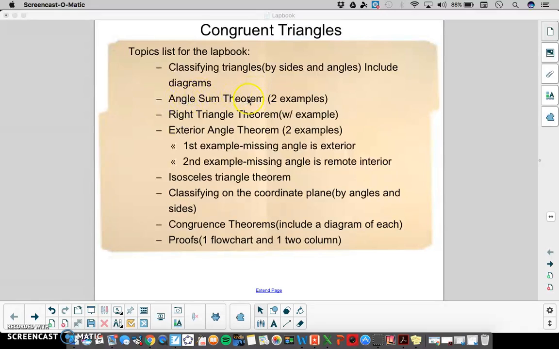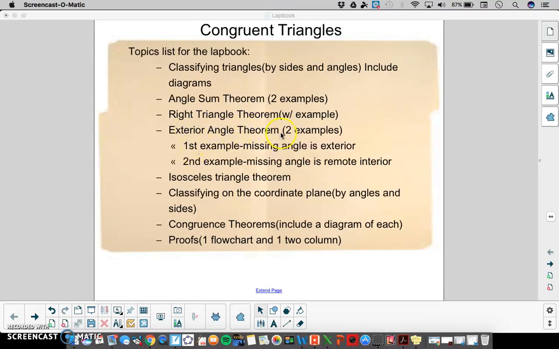You need the angle sum theorem with examples. The angle sum theorem states that all three angles of a triangle add up to 180 degrees. So you could have two examples of either missing angles or solving for x. The right triangle theorem states that the two acute angles of a right triangle add up to 90 degrees, or are complementary, with one example of that.